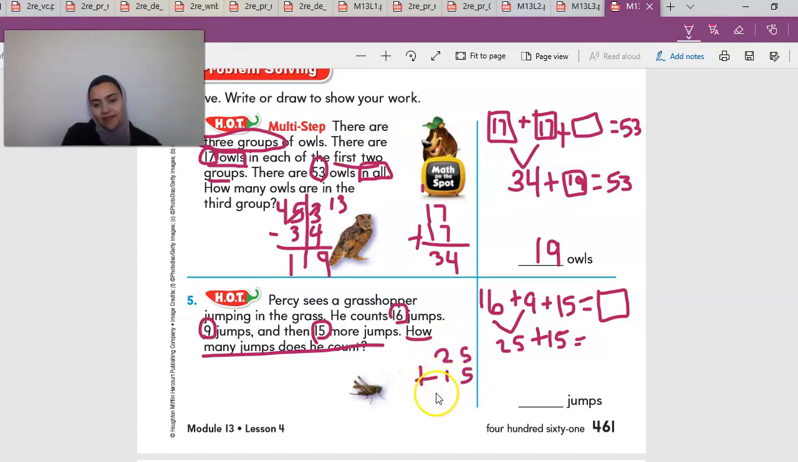25 plus 15 is what? Well, 5 plus 5 makes 10. And then 1 plus 1 is 2. And 2 plus 2 is 4. So how many jumps did that cricket jump? 40. It jumped 40 jumps, or 40 hops, or whatever. Jump, I guess. 40 jumps. Easy schmeezy lemon squeezy. Okay. Whew, that was a lot.